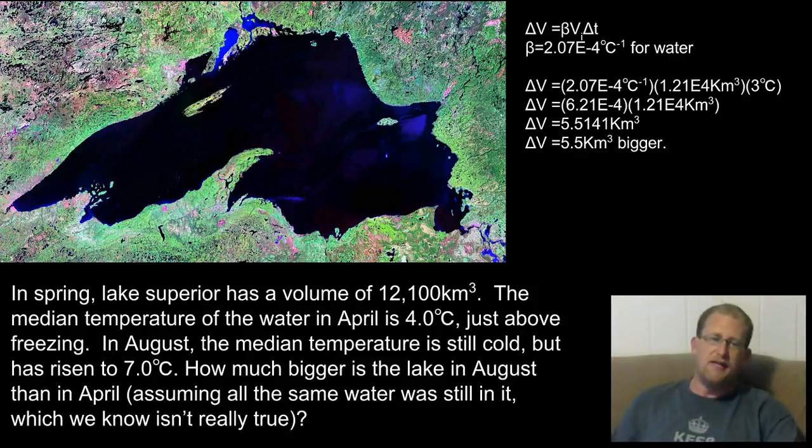So the median temperature of the water in April, and I looked this up, is 4 degrees Celsius. Okay, just above freezing. It actually freezes. The temperature of the lake will drop down to 0, and colder, actually, in the winter. But we're in April, right around when it's thawing and melting. We have a median lake temperature of 4 degrees Celsius, just above freezing. In August, so the hottest part of the year, it doesn't actually get all that much hotter. The median temperature is still cold, but it's risen to 7 degrees Celsius.